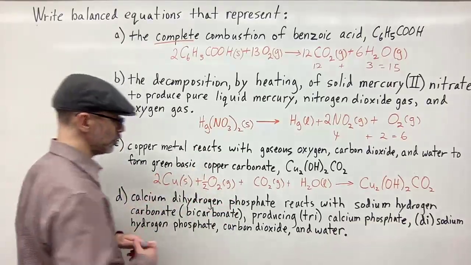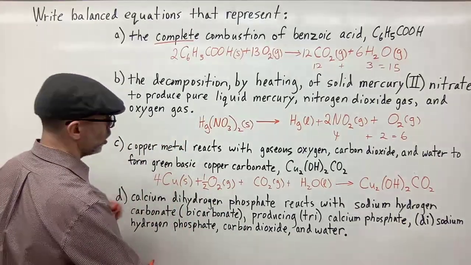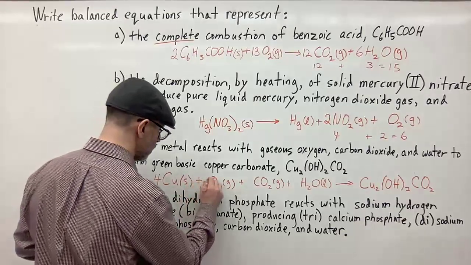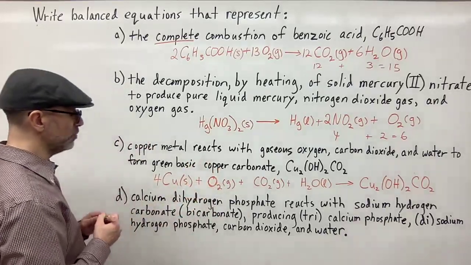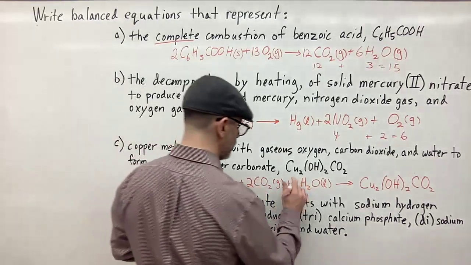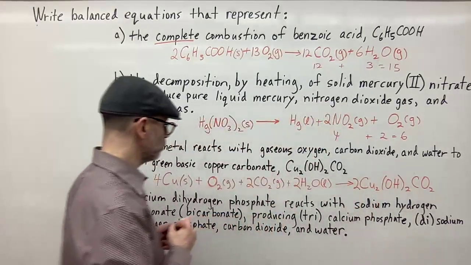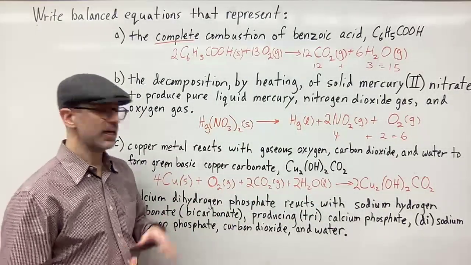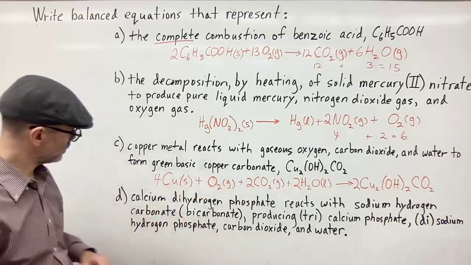So 2 times 2 is 4. So I'm going to put 4 here. 1/2 times 2 is 1. So I'm just going to put that there, no coefficient except for the 1. 1 times 2 is 2. 1 times 2 is 2. And 1 times 2 is 2. And so now we have our balanced equation with no fractions. It's all lowest whole number ratios here. That's the way it's done.